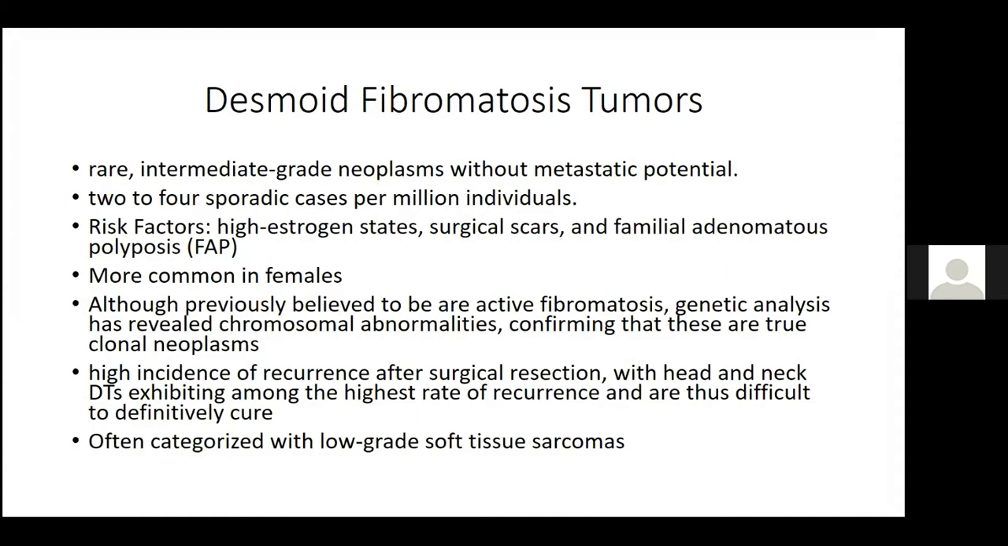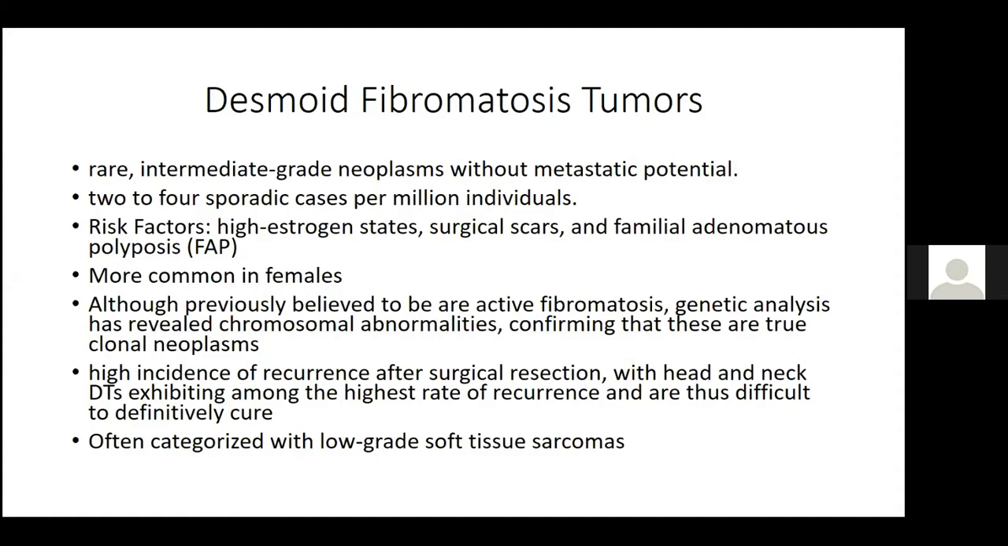So desmoid fibromatosis tumors are rare intermediate grade neoplasms. They don't metastasize. They're extremely rare, 2 to 4 cases per million. Some of the risk factors include high estrogen states, surgical scars, and the genetic association is familial adenomatous polyposis, FAP. They're more common in females, as mentioned. Estrogen is a predisposing factor. And it used to be thought that they were reactive fibromatosis, but through genetic analysis, they've shown that there are chromosomal abnormalities. So these are actually clonal neoplasms.